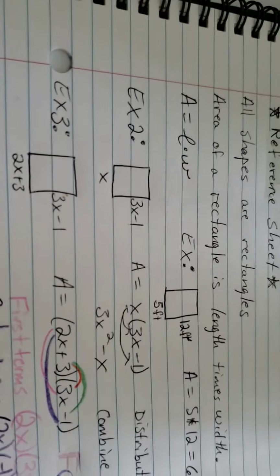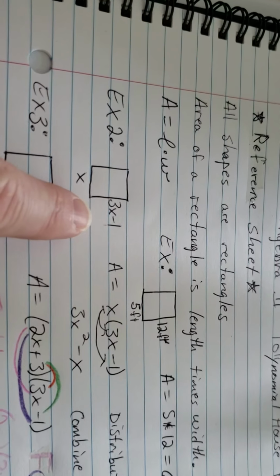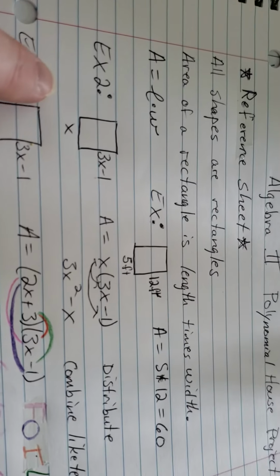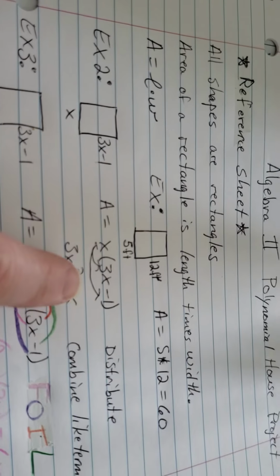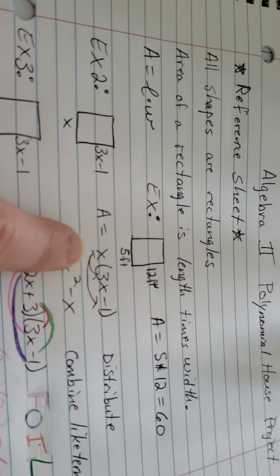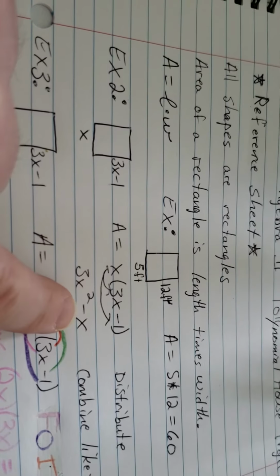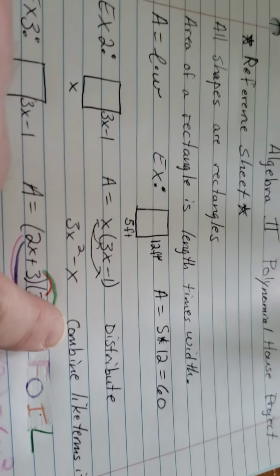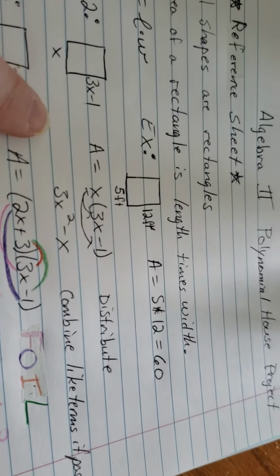To do what you guys are doing, polynomials, we have x times 3x minus 1. Here we have a monomial, just the x, and then the polynomial 3x minus 1. So we have to distribute. X times 3x is 3x squared. X times negative 1 is negative x. If we have like terms, we should combine them. In this case, we do not.